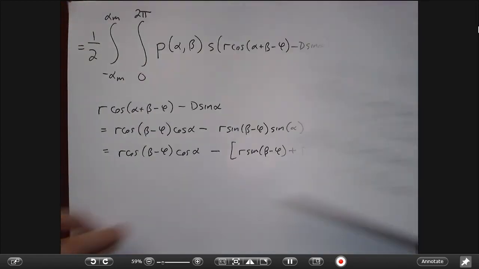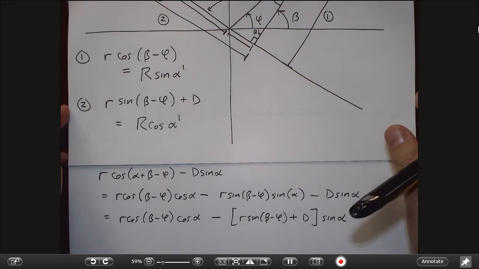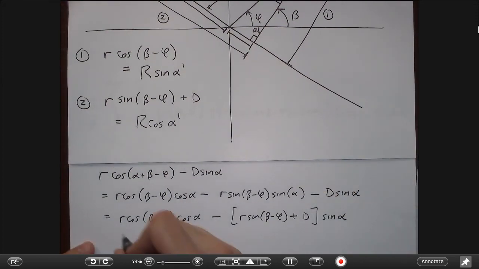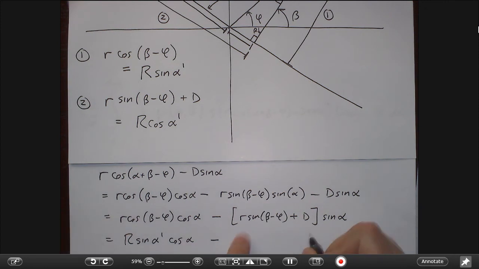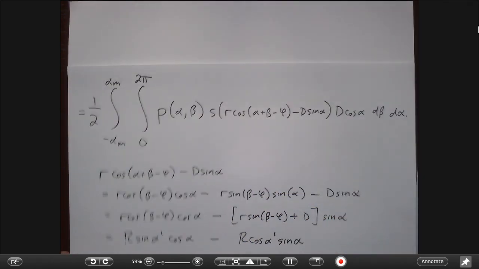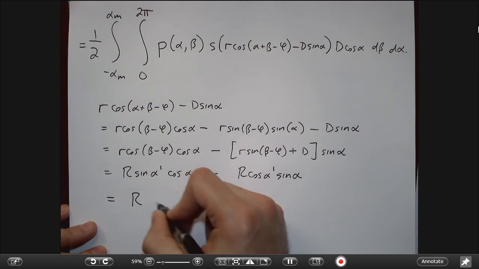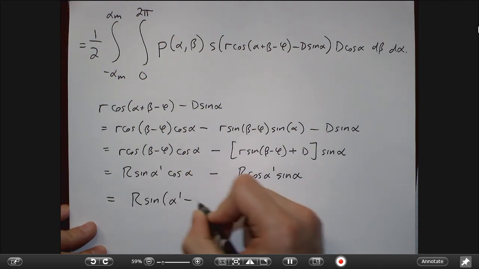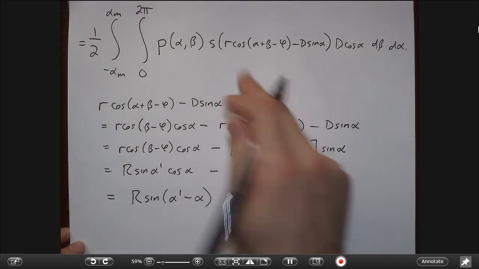Well, why did I do this? Now I observe that these things that I have here are exactly what I just derived. So if I move this down a little bit, I see that this part here is capital R sine alpha prime cosine alpha, minus this part here, which is exactly R cosine alpha prime sine alpha. That's why I did this whole schlep in the first place. And now I observe even further that this is actually R sine of alpha prime minus alpha, right? This is just from the trig sum formula.